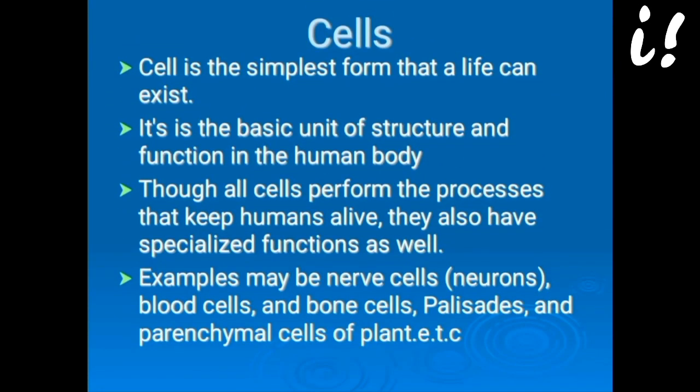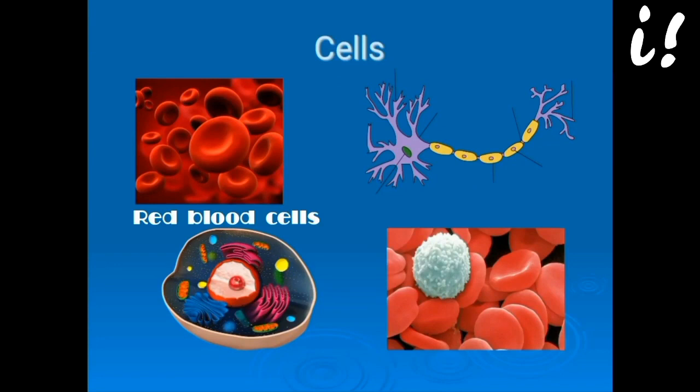So what is a cell? The cell is the simplest form that a life can exist. It is the basic unit of structure and function in the human body and plants. Though all cells perform the process that keeps humans alive, they also have specialized functions as well. Examples may be nerve cells, neurons, blood cells and bone cells, palisade and parenchyma cells.